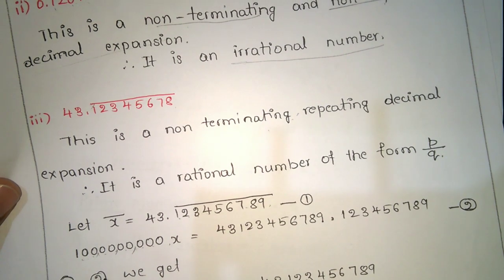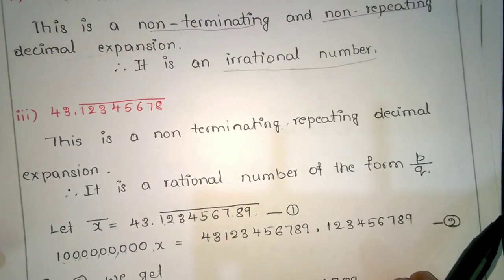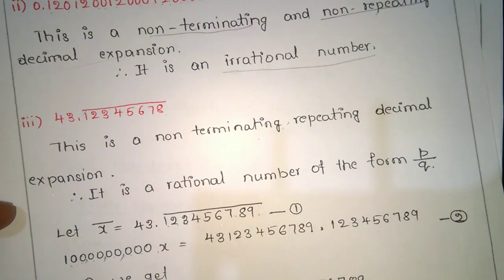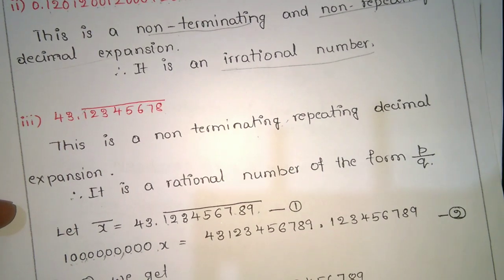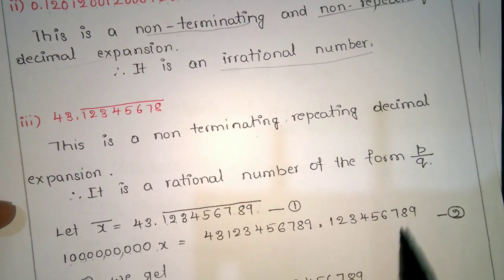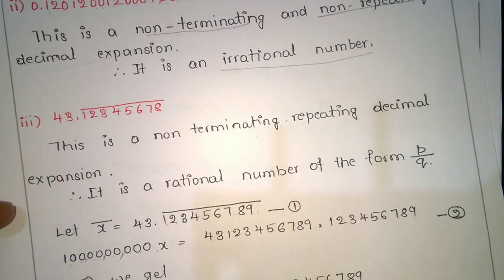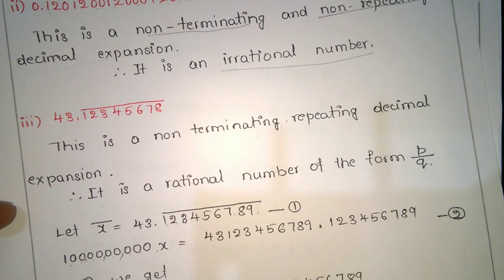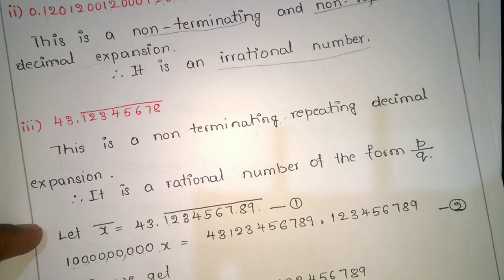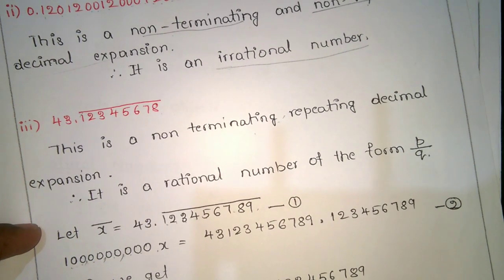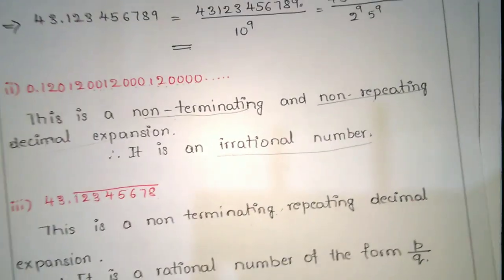Equation 2 minus equation 1, you get 999999999 x, and this cancels out the decimal part. So x is equal to 43123456789 minus 43 divided by 999999999. So that is in the form of p by q. The factor q, 999999999, is not in the form of 2 power n and 5 power m. Therefore it is repeating.